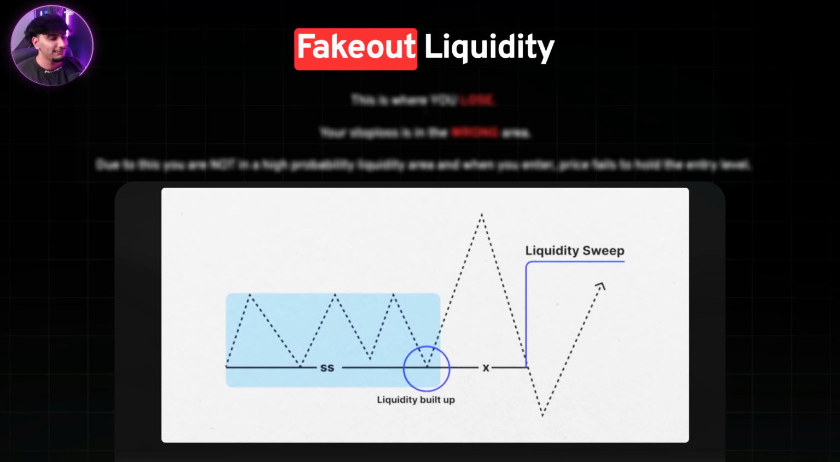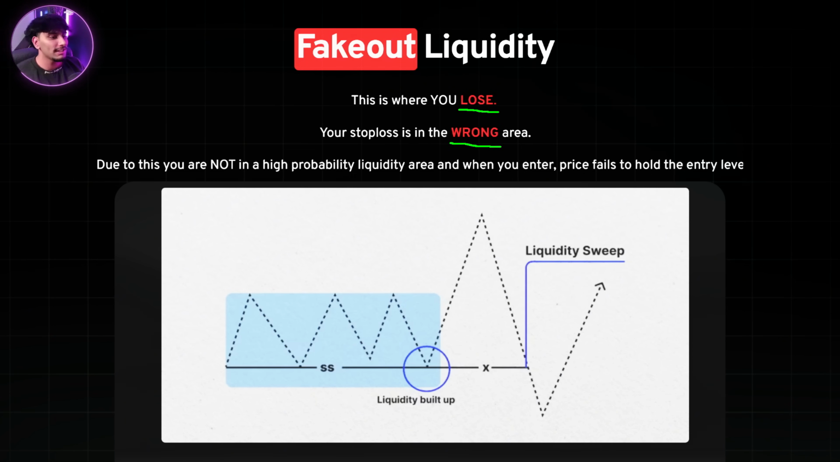And finally, fake out liquidity. This is where you're going to lose money. Your stop loss is most likely in the wrong area when you do have fake out liquidity, and due to this, you are not in a high probability liquidity area. So when you enter your trade, the price will fail to hold the entry level that you have.